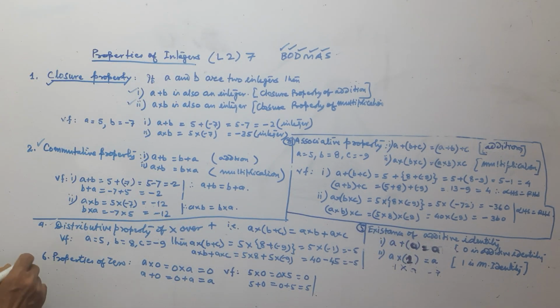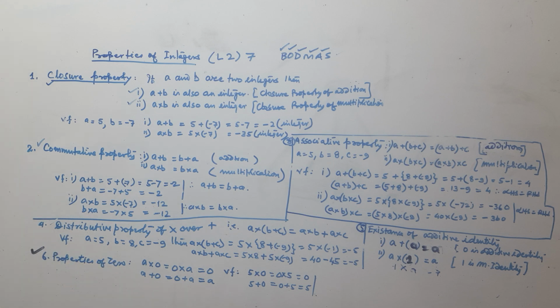Okay. Now see, the sixth property is the special property of 0. a into 0 is equal to 0 into a is equal to 0. That means if you multiply any integer by 0, then you will get the result 0. a plus 0 is equal to 0 plus a is equal to a. If you add 0, then you will get the same number. If you multiply by 0, you will get 0. If you add 0, then it is the same number. So these are special properties of 0.